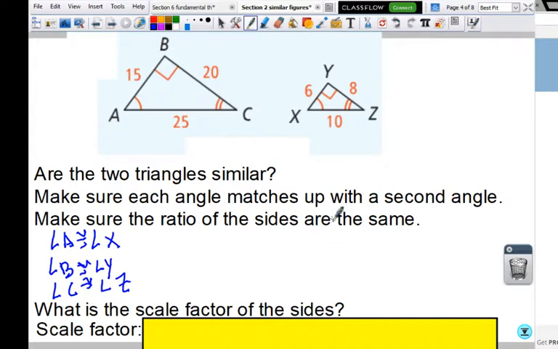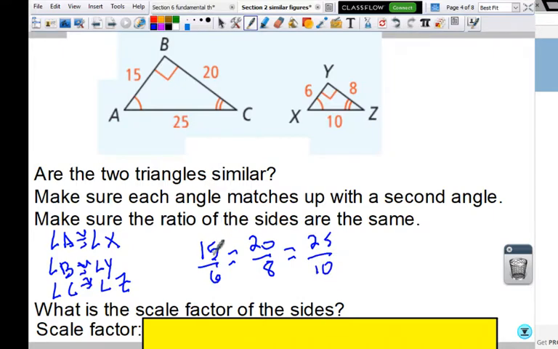Next thing I need to do is make sure my ratios of the sides are the same. So I'm going to do left over left and make sure that equals right over right and make sure that equals bottom over bottom. So I'm going to start with 15 over 6. I'm going to make sure that equals 20 over 8. And I'm going to make sure that equals 25 over 10.